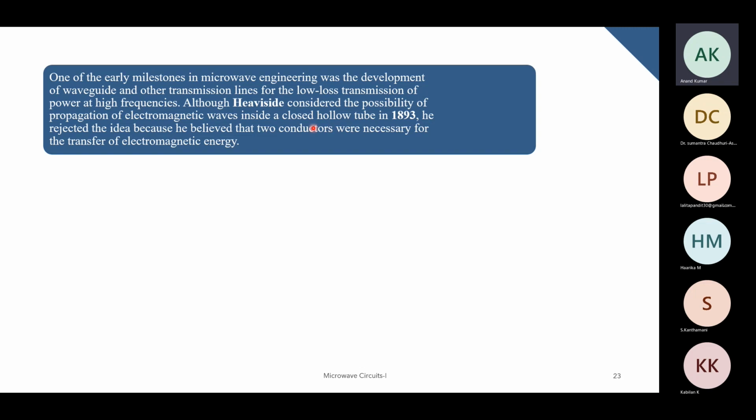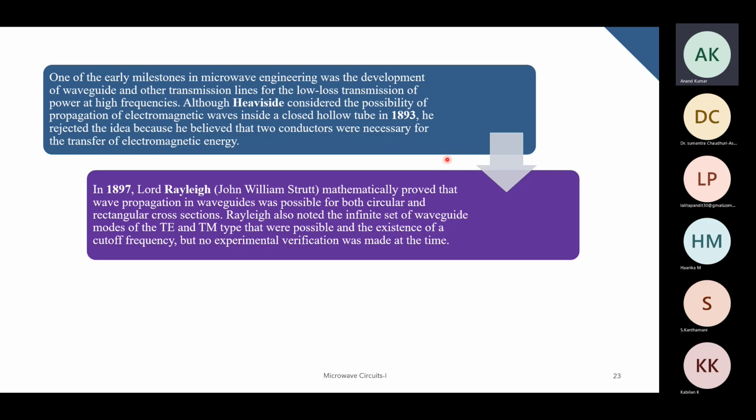but he rejected the idea because he believed two conductors were necessary for the transfer of electromagnetic energy. So Heaviside rejected the idea of the waveguide, and then in 1897, Lord Rayleigh proved that wave propagation in waveguides was possible for both circular and rectangular cross sections. Rayleigh actually proved that even with just one conductor, a structure could allow propagation of EM waves.